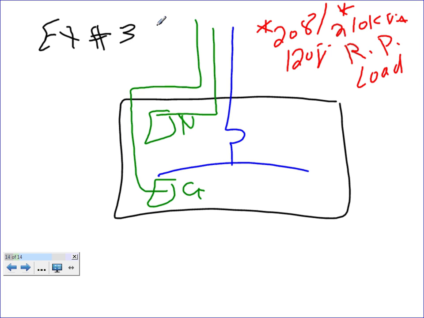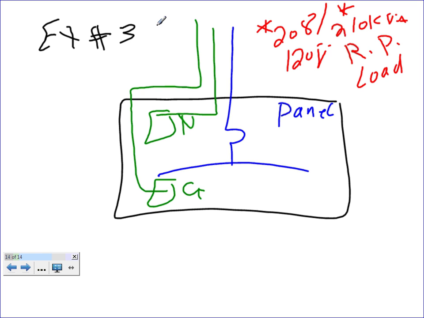Okay. All right. Let's go find anything else you guys need to know about this panel. This is a typical panel. I want to bring to your attention, I did not bond the neutral and the ground because it's a sub panel. And I did not bring a grounding electrode conductor because this is a sub panel. This is a panel, not a service.